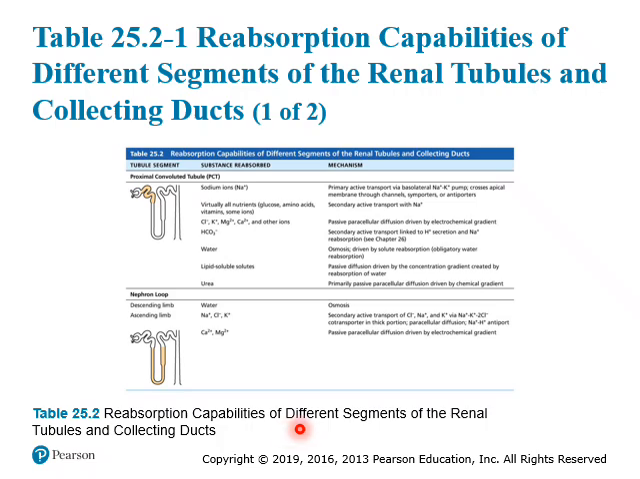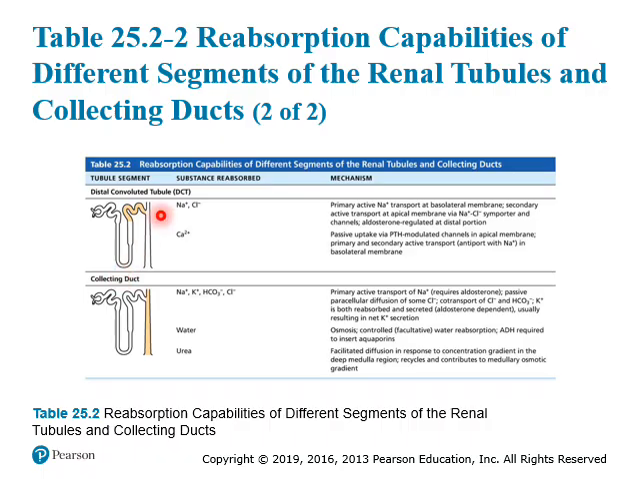Now, here's a table that you can use to read on the reabsorption capabilities of different segments of the renal tubules and the collecting ducts. It will explain to you the capabilities of the PCT, the loop of Henle, the distal convoluted tubule, and the collecting ducts. Pretty much what I have mentioned to you, the mechanisms are written down here.